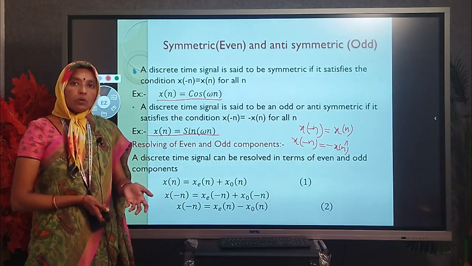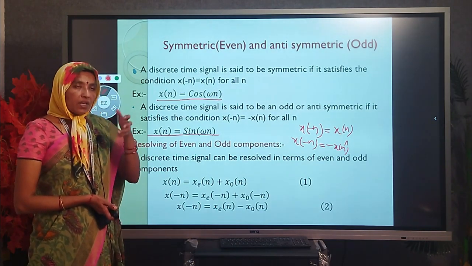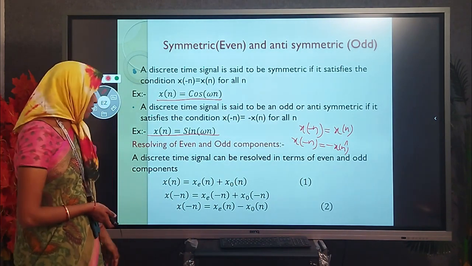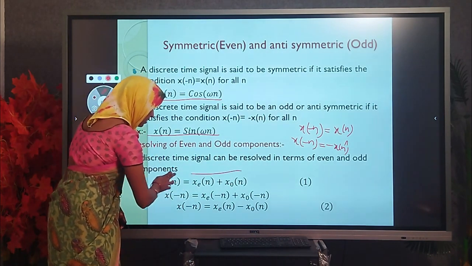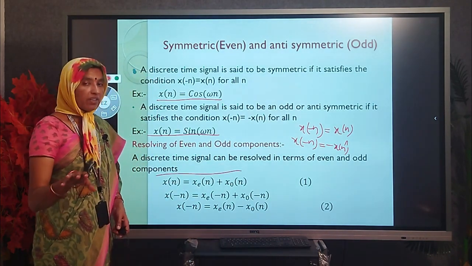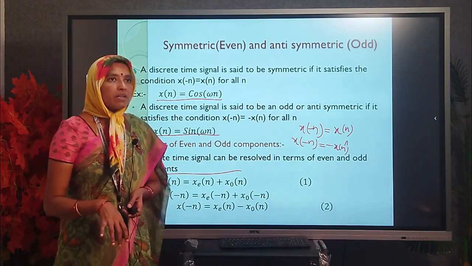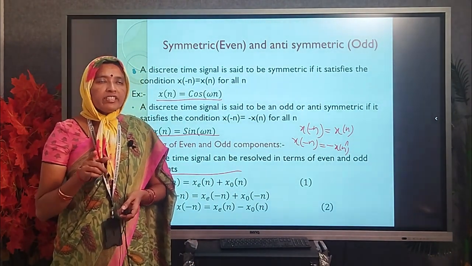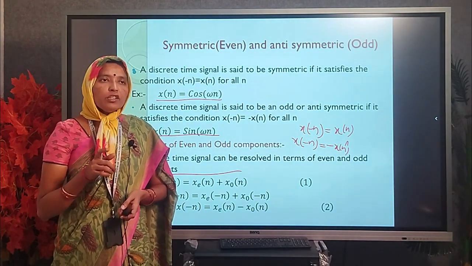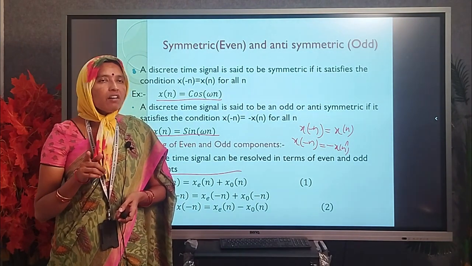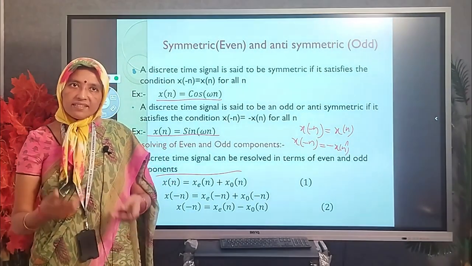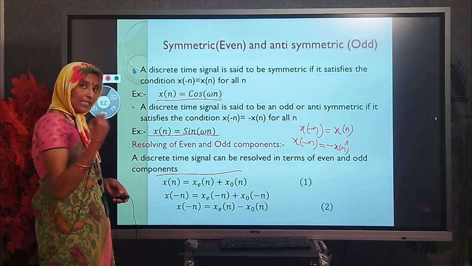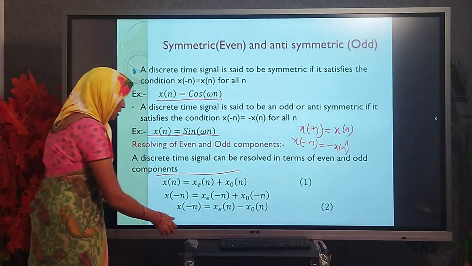And let us see how to obtain the even and odd components of the given signal x of n. So any signal in nature is a combination of even and odd. For example, take the numbers 1 to 10. 1, 3, 5, 7, 9 are odd numbers, 2, 4, 6, 8, 10 are even numbers. So any signal is a combination of both even and odd, and let us see how to resolve the given signal in terms of even and odd.